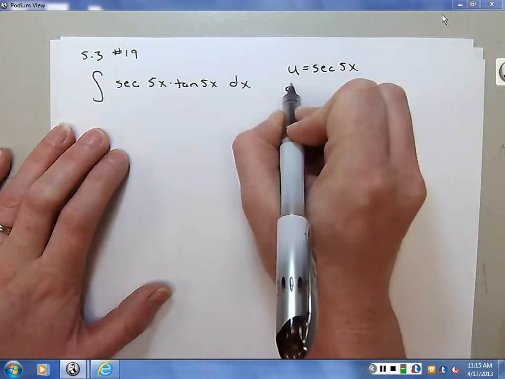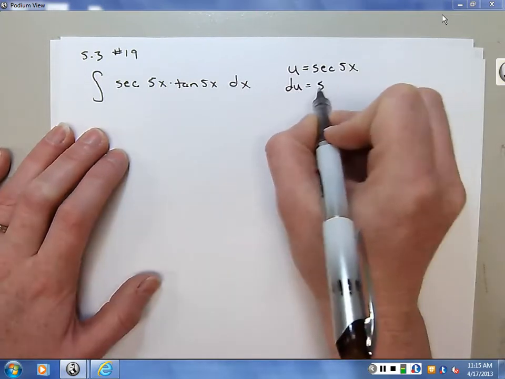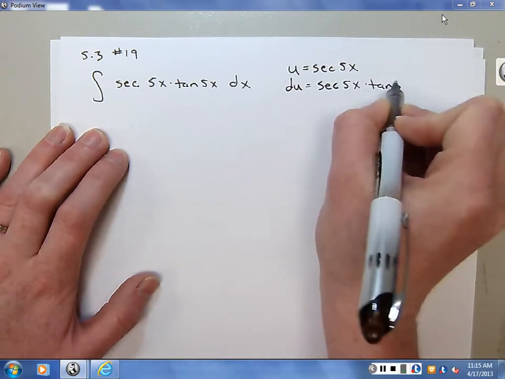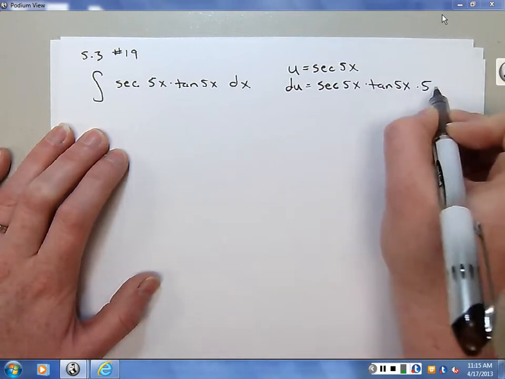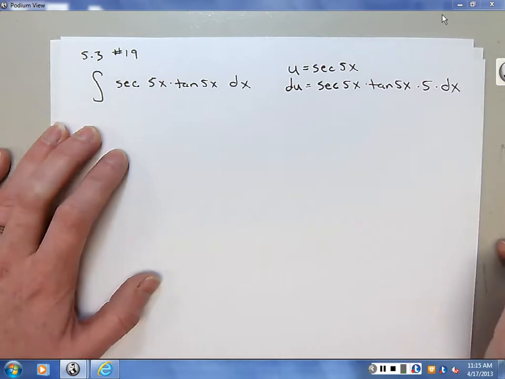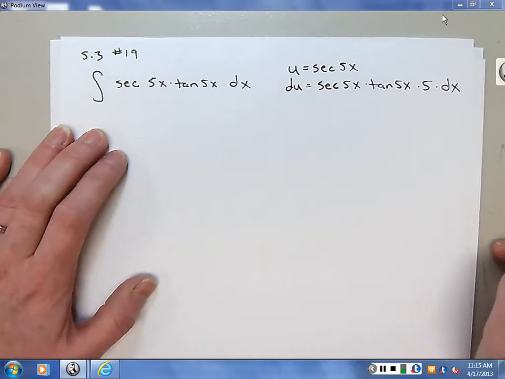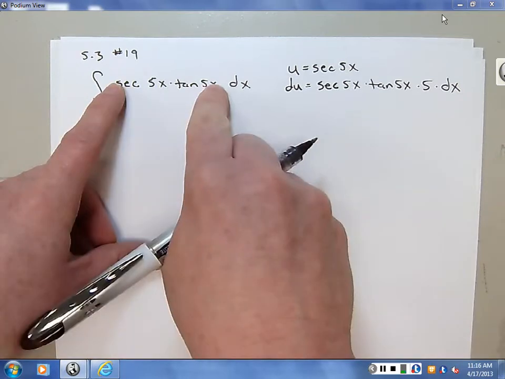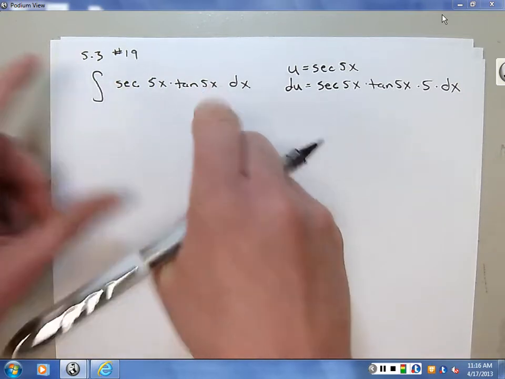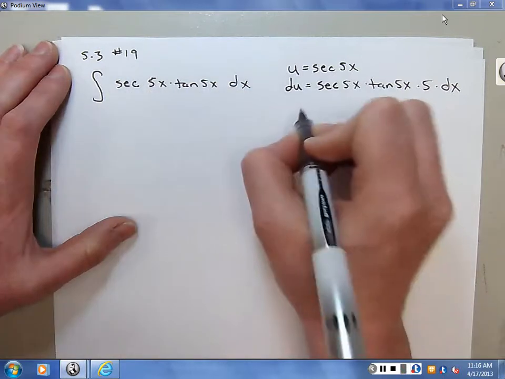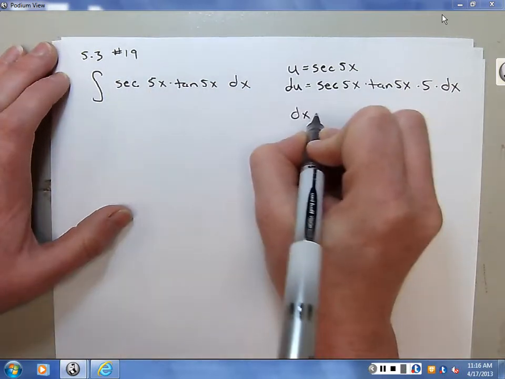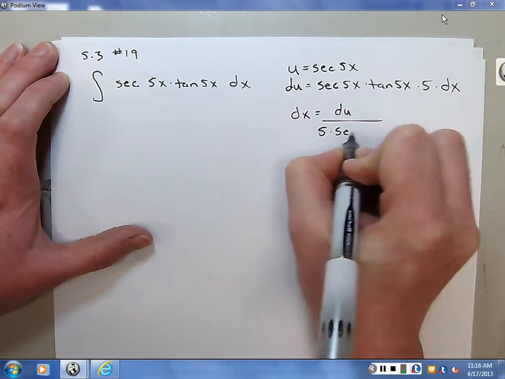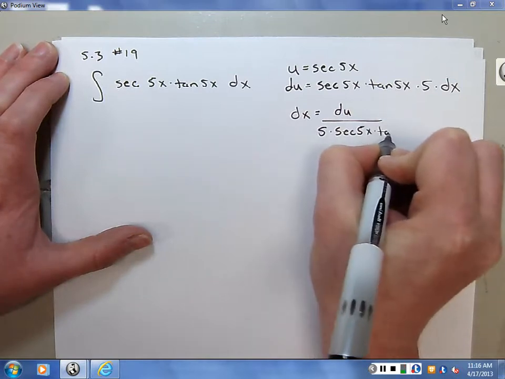So what is du? Secant of 5x times tangent of 5x times 5 times dx. So if you notice, if I plug in u, I don't have a secant tangent to cancel. So I'm going to manipulate this. I'm going to solve for dx. dx is du divided by 5 times secant of 5x times tangent of 5x.